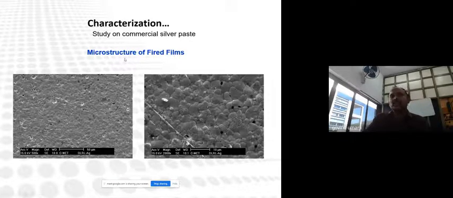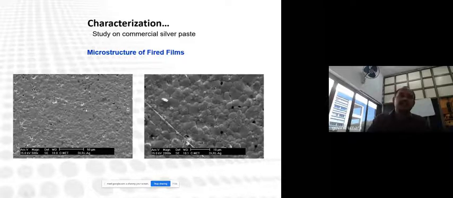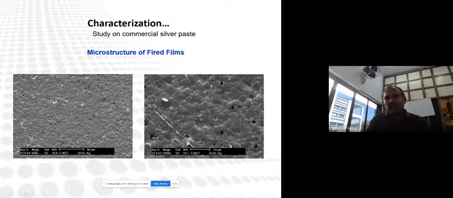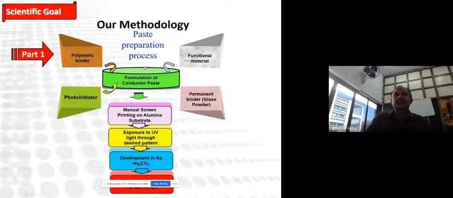To understand electrical properties and performance, we need to know the microstructure, how the grains are attached with each other. We studied that microstructure and found that they are closely bound with each other, having some pinholes. This is the fired microstructure of that film at 850 degrees Celsius. After that basic understanding of the commercial paste composition, we started our scientific goal by proposing our methodology.